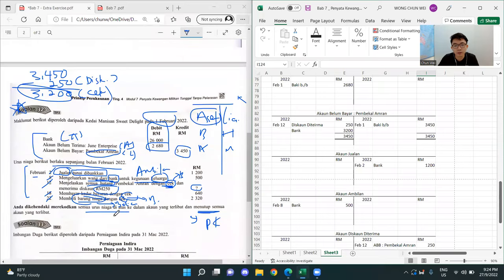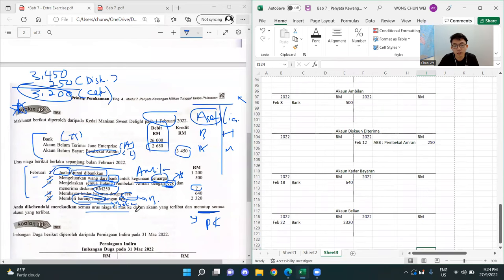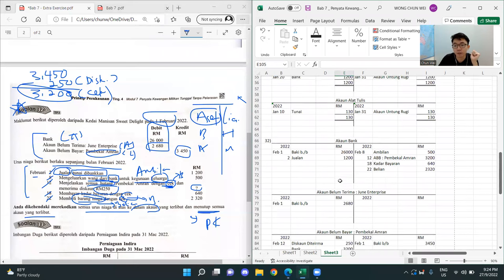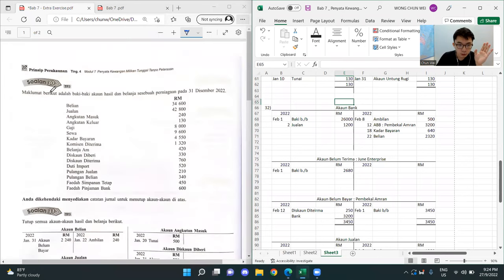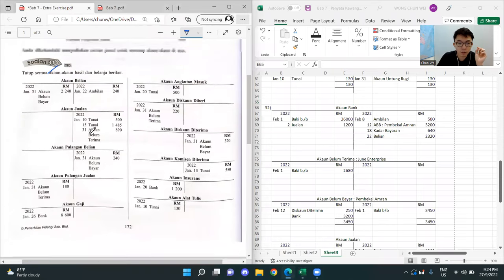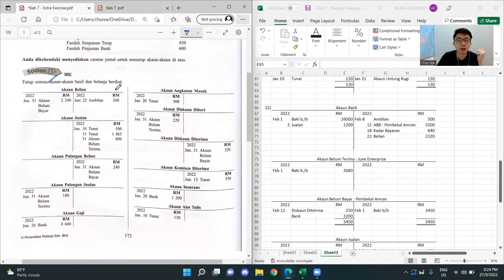So after that, you merekodkan semua urus niaga di atas ke dalam account yang terlibat. Lepas tu tutup semua account yang terlibat. So when you tutup, maksudnya you have to send to the penyata kewangan. Alright. So let's start from the top. So for account bank now. For the past two questions, question 30 and question 31, you can see that all this bullion will go to account perdagangan, account gaji will go to account untung rugi. But then we haven't done one that is for PKK, Penyata Kedudukan Kewangan.